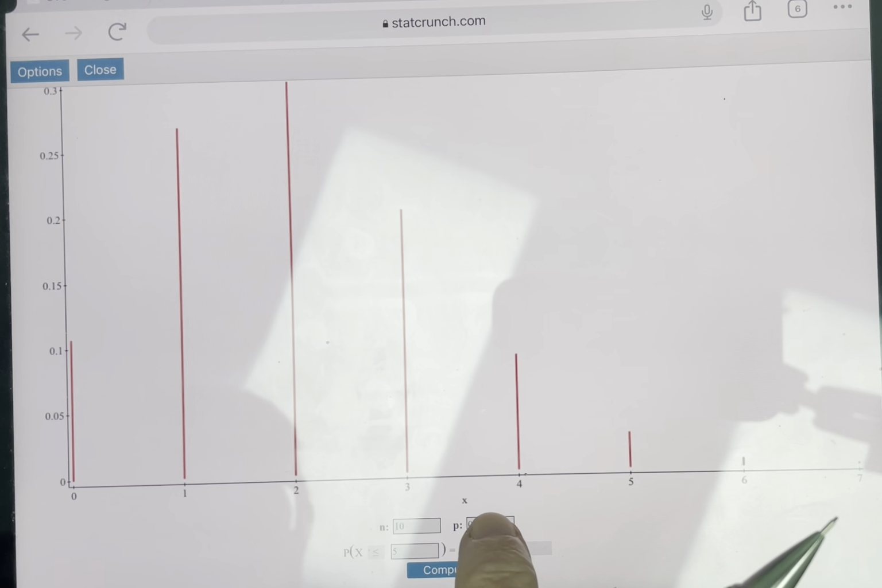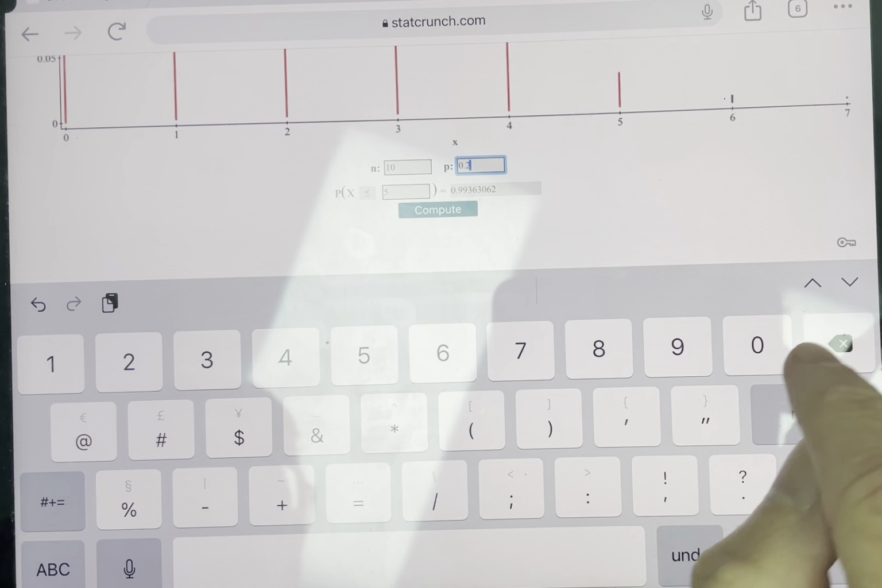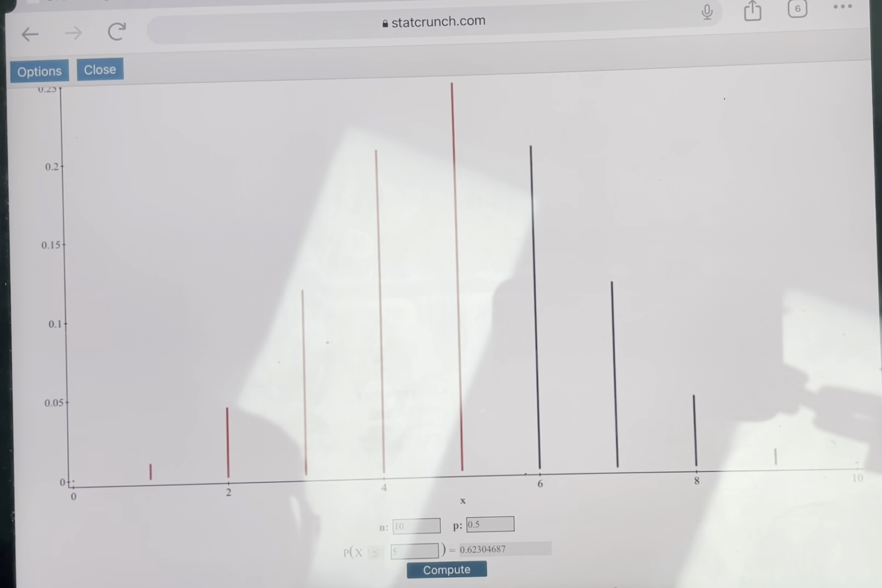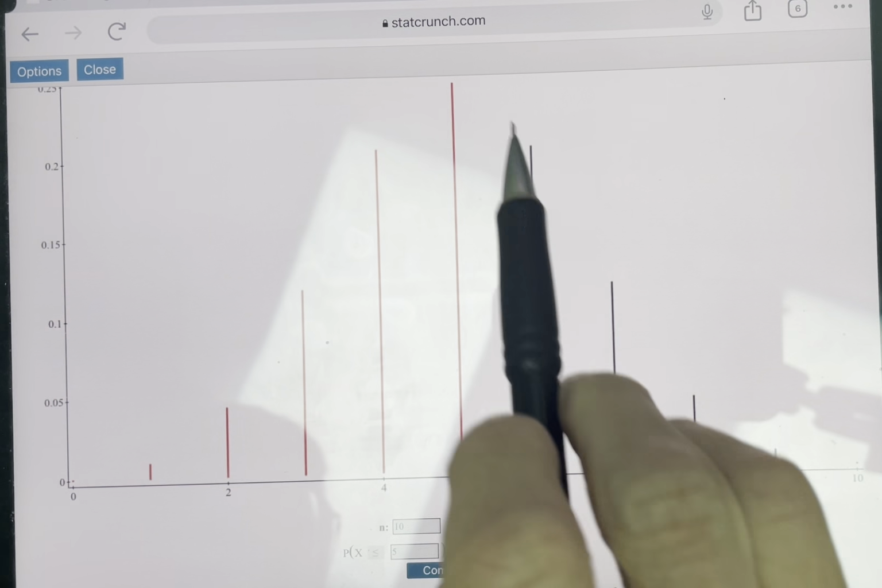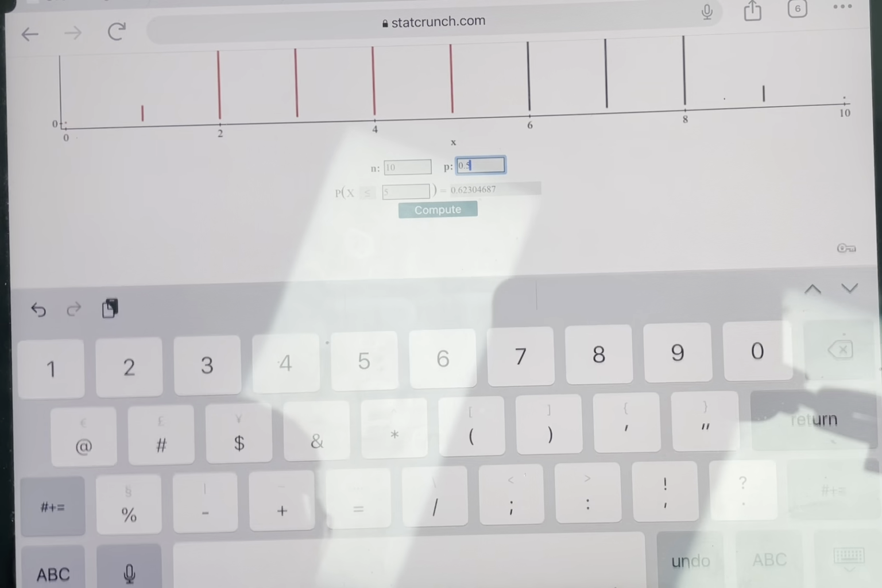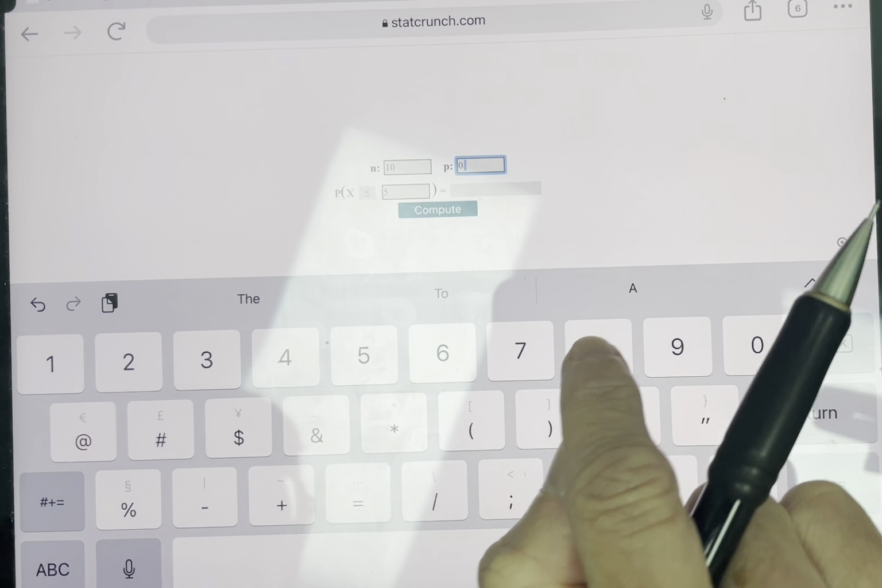Let's change that to 0.5, which was the default, and press compute, and there's our graph. Notice right over here, we now have 10 come into play. It shows both 10 and 0. And you can see that this is a bell-shaped distribution, approximately bell-shaped.